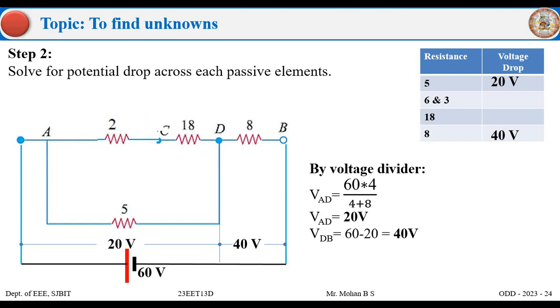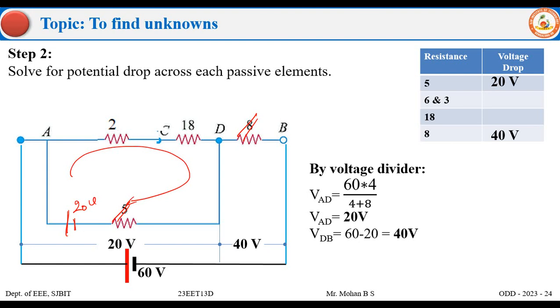Now 2 and 18, how do we find the voltage drop across 2 and 18? We have completed the resistances 5 and 8. So now here, what is the voltage drop across 5? The voltage drop across 5 is actually 20. It is as simple as having a voltage source of 20 volts. And this is again a small loop here, you can see. So I have a small loop here where 2 and 18 are in series.